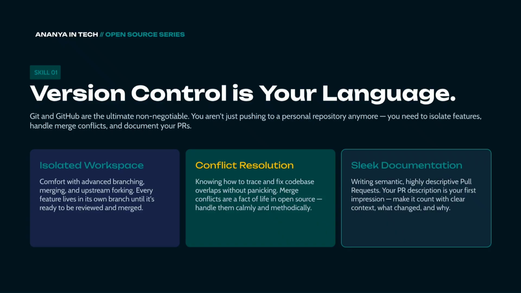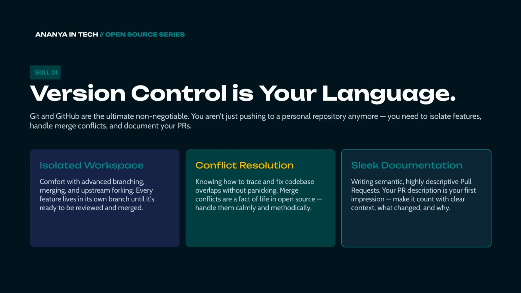When you work with a real-world open source organization, you are entering a massive code base where dozens of developers are writing code at the exact same time. Before you even think about applying, you need to be comfortable with branching and forking, handling merge conflicts, and making clean pull requests. Branching and forking is about knowing how to create an isolated workspace so that you don't mess up the main code base.